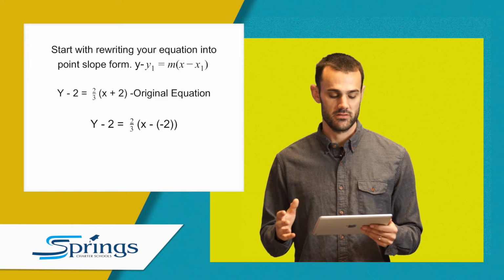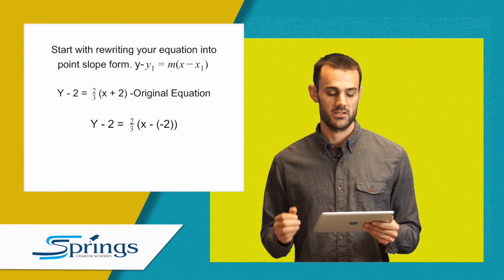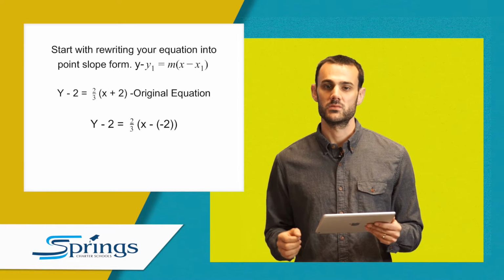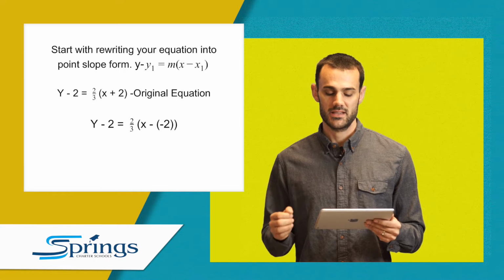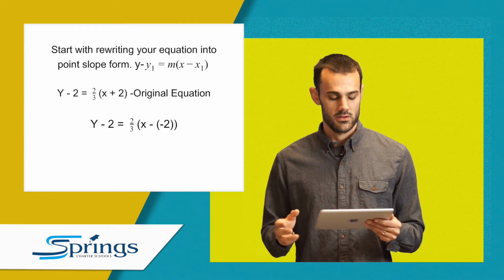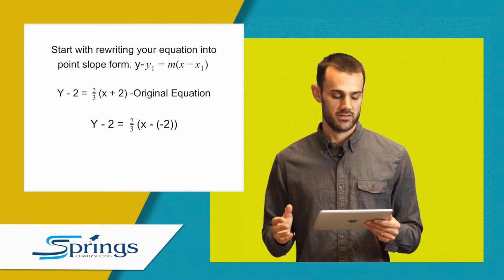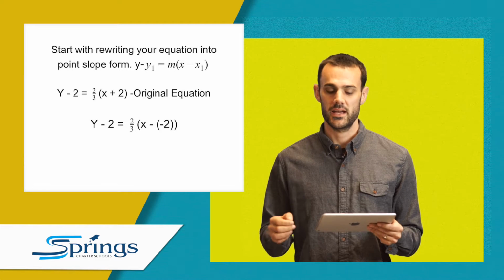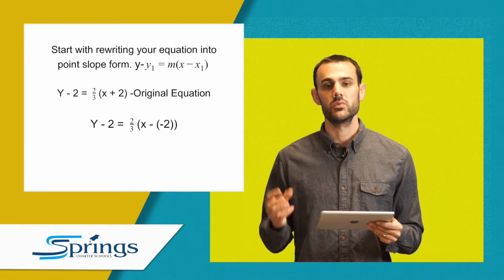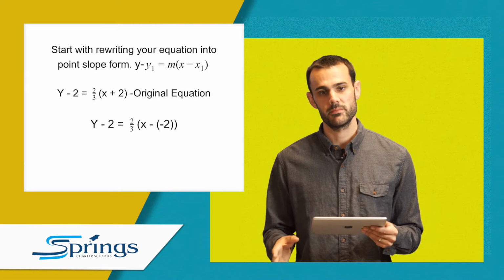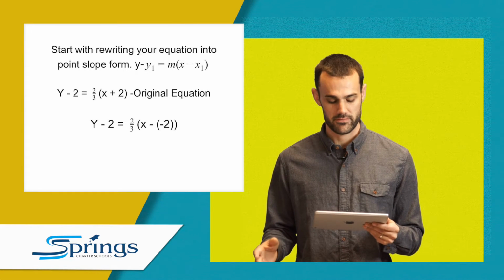The first thing we should be doing is start by rewriting our equation into the point-slope form, which again, let me remind you, is y minus y1 equals m times x minus x1, and the x values are inside a set of parentheses. So here's our original equation they gave us. y minus 2 equals 2/3, parentheses, x plus 2. And we need to rewrite that in that point-slope formula in order for us to pull out specific information we need in order to make a graph.